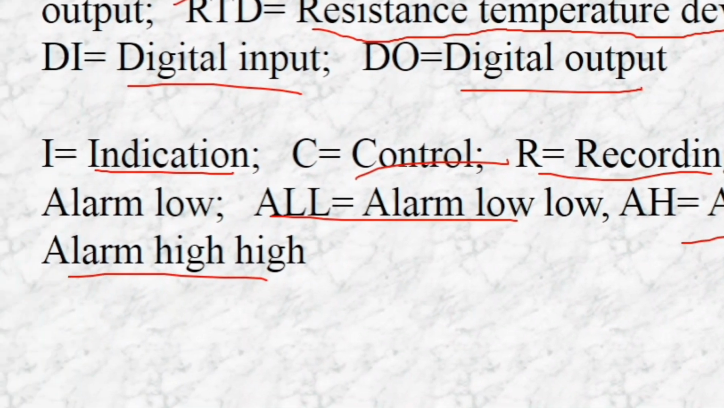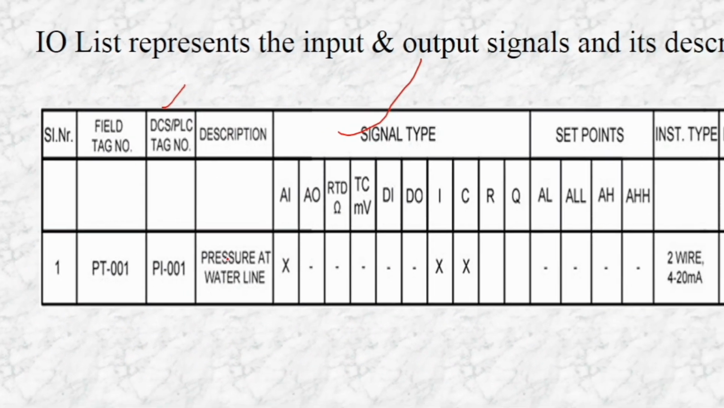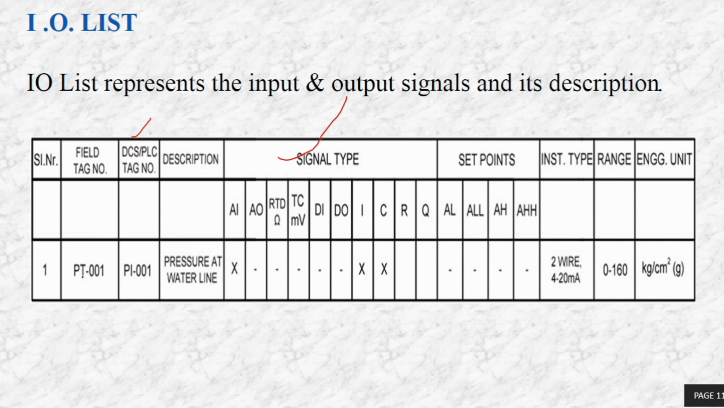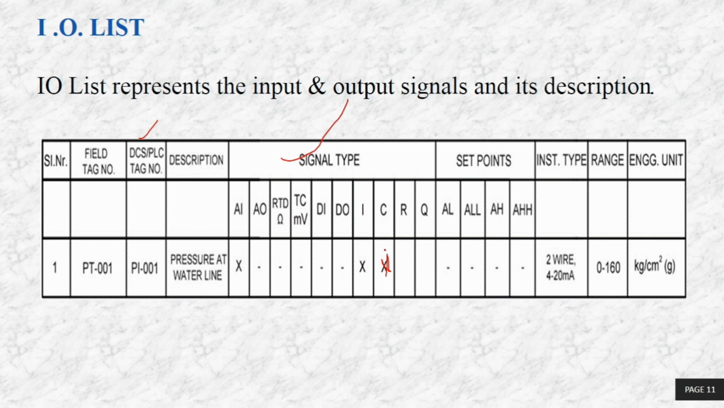Once you learn the legend, you go again to this IO list and learn PT. What cross is given? PT is the AI signal, PT is the indicating signal, PT is the controlling signal. Cross means the signal is applied. PT is not an AO signal, so it is a dot. Everywhere a dot is given, and cross means it is applied. This is the signal type applied to this PT.